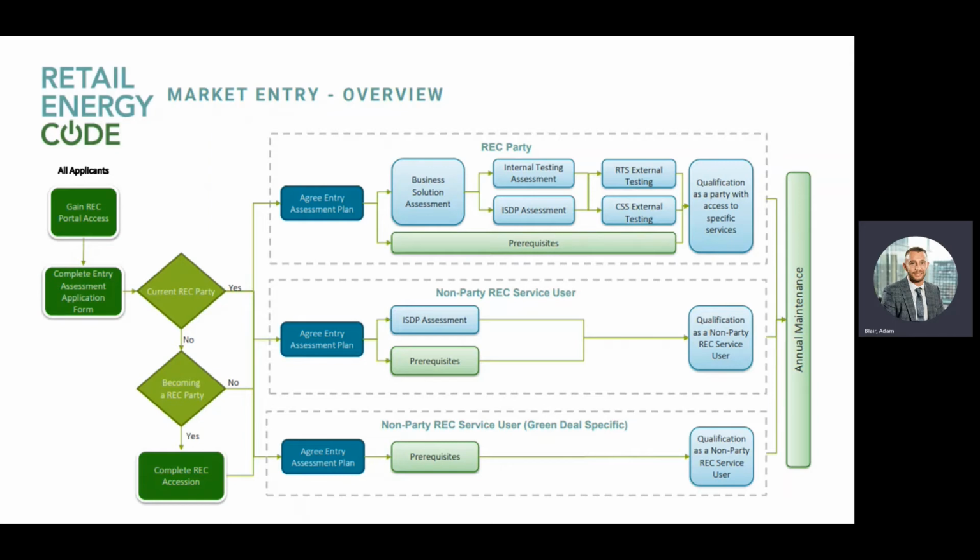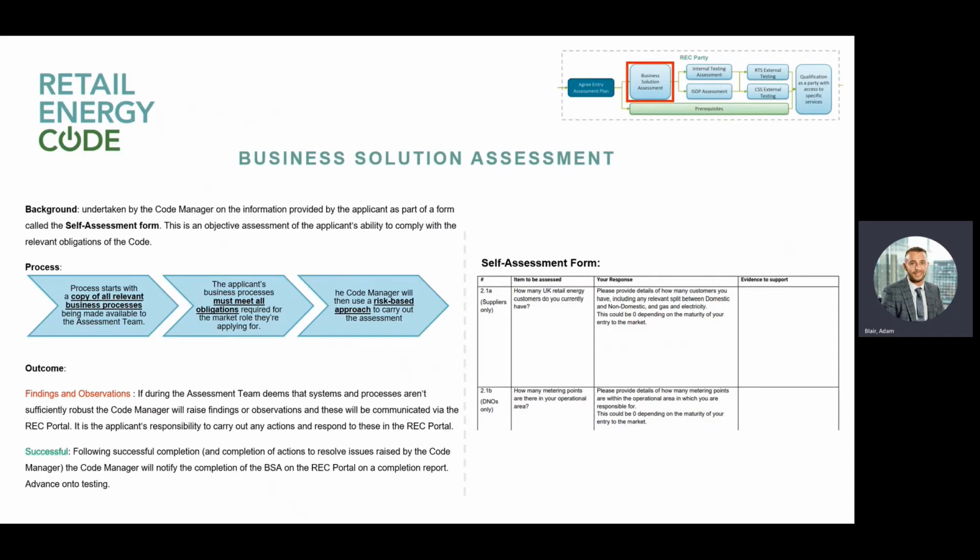The first stage of the entry process to become a REC party is the Business Solution Assessment. The Business Solution Assessment focuses on whether you have the processes, technology, people and resources in place to discharge your responsibilities under the REC. The Business Solution Assessment is undertaken by the Code Manager based on the information provided by the applicant within a self-assessment form. Following a risk-based assessment, the Code Manager may raise clarifications, findings or observations on the application and communicate these via the REC portal.